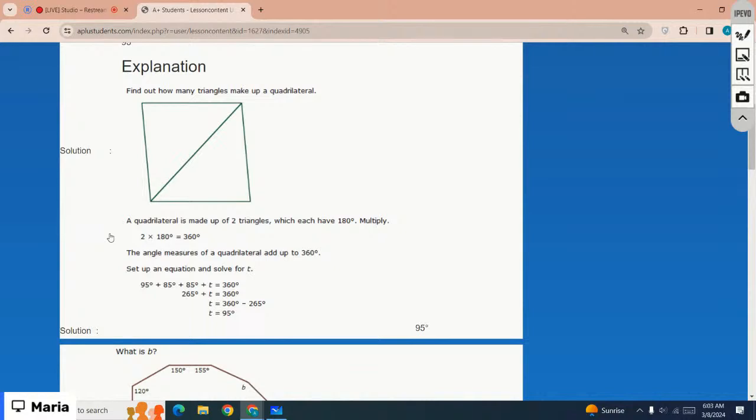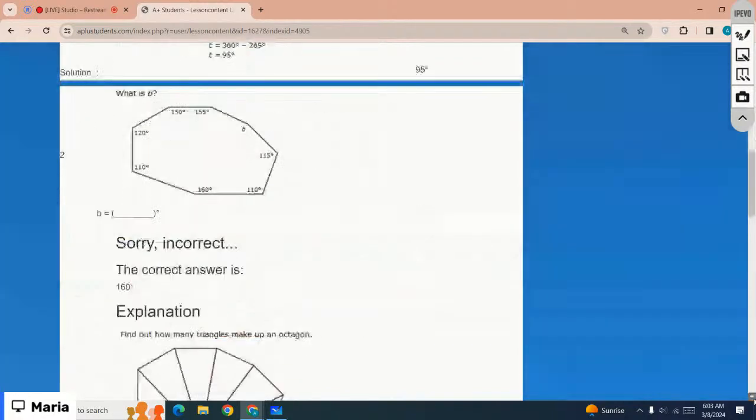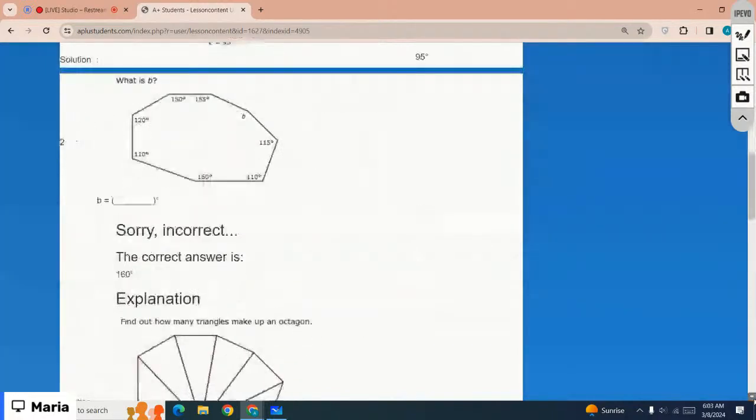So basically when we're working on polygons, the first thing we have to see is how many triangles in a polygon you can make, because you can find the sum of all the angles by making the triangles. Just look at this one. What is B, right? First you have to see how many triangles you can make in this figure. That is, I think, an octagon.